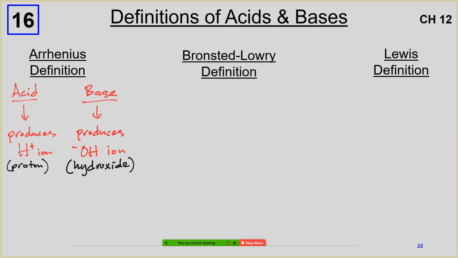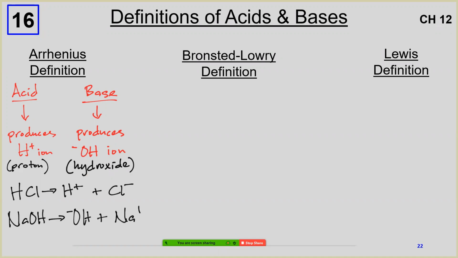So that's the Arrhenius definition of acid and base. And there's a lot of different ones. For example, for an acid, you can have HCl that gets ionized in water to form hydrogen ion and a chloride ion. So as you can see, it released a hydrogen ion. An ionic compound that is a base is NaOH. So in water, this will release hydroxide ions and sodium ions.